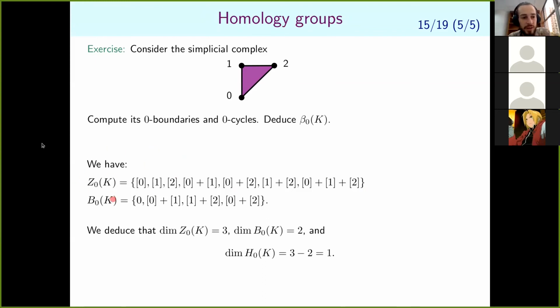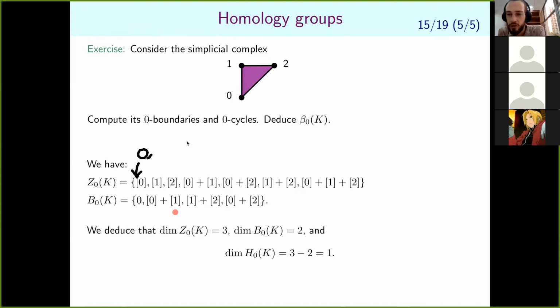So the set of the cycles is very simple. It's the set of the zero chains. And I just forgot something. There should be also the chain 0. Okay.